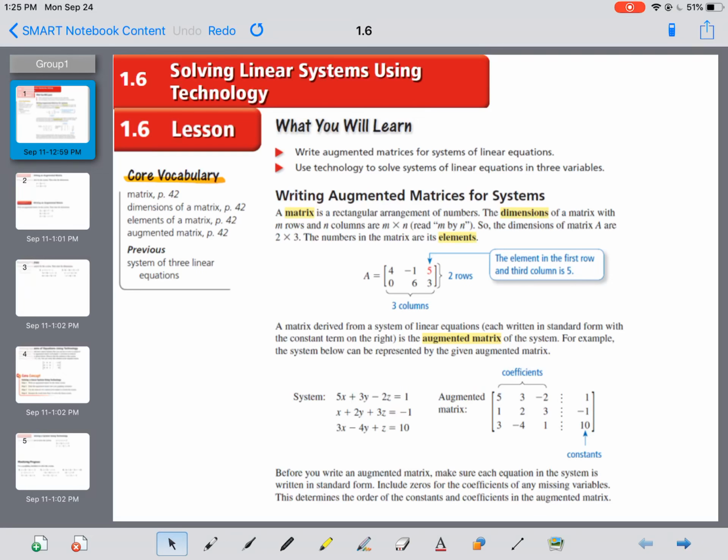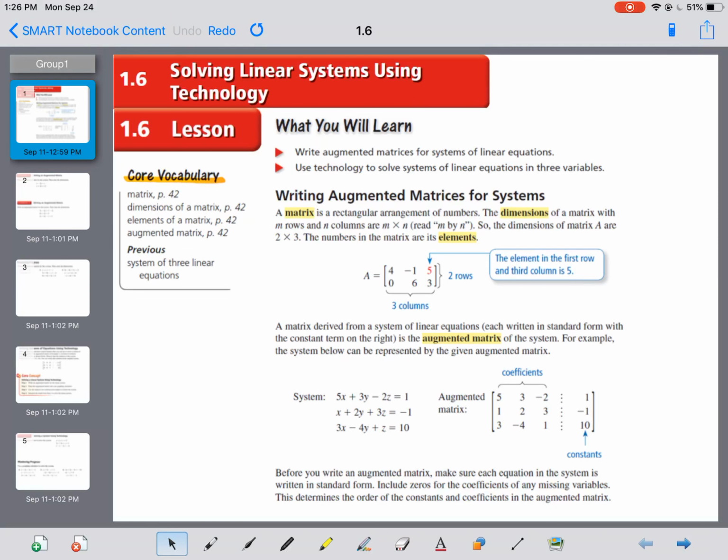So you can see an example down below where we've got 5x, 3y, and 2z minus 1, x plus 2y plus 3z equals -1, and 3x minus 4y plus z equals 10. You can write that as an augmented matrix. You just drop all the letters. You just write all the coefficients down, including their signs. The equal sign becomes the 3 dots, and then the answers are over on the right side, the constants.